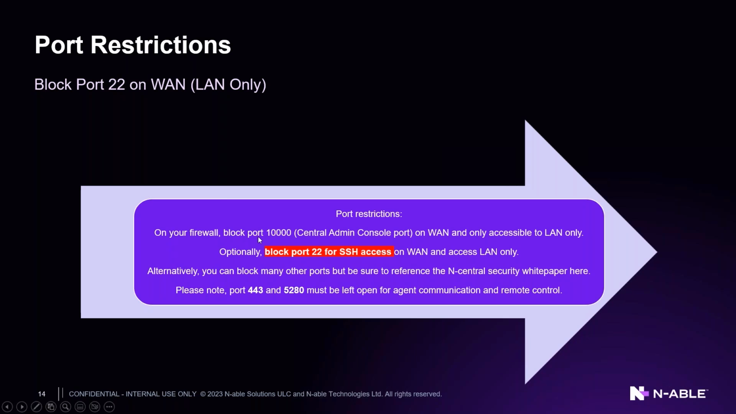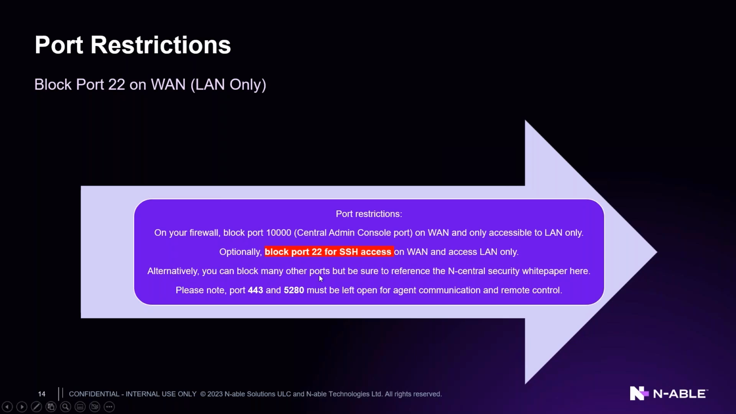Now, one thing, if you need Enable support, oftentimes Enable support will have to get into the back end of the N-central server, and they do that via SSH. So you may have to open this up, but just know from a day-to-day point of view, you should be closing port 22, okay? Now, everything I'm saying here is for on-premise partners, okay?